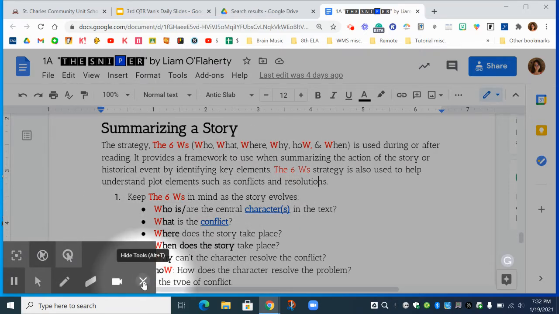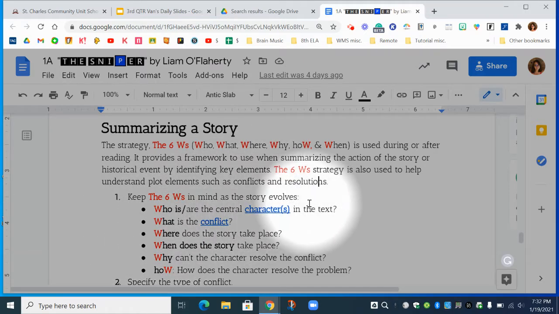Hello, students. Well, wasn't that a surprising ending? That is Irony 101. You would expect a sniper to be killing his enemy and not his family. But now we're moving on to summarizing a story. And there are many ways to summarize a story.